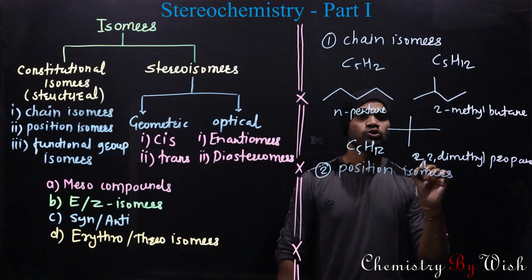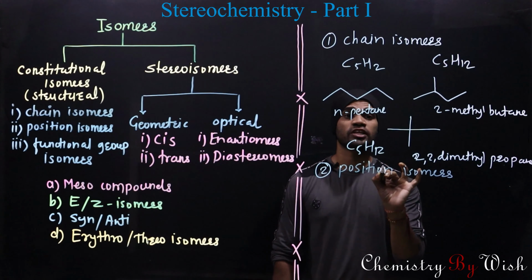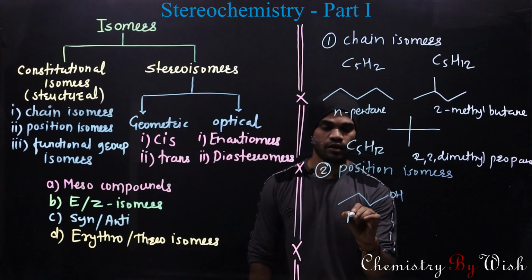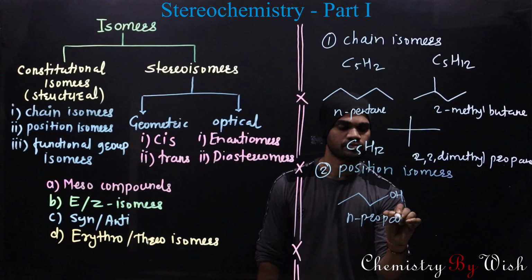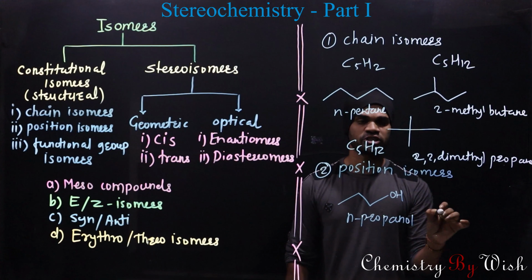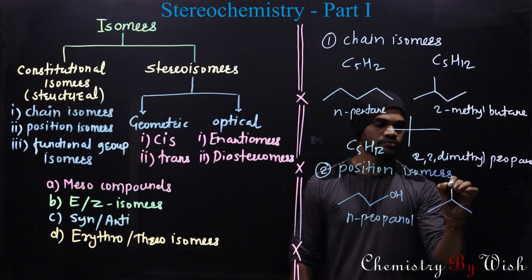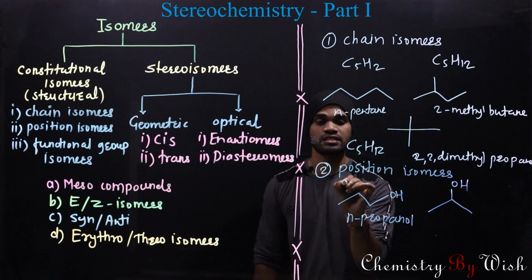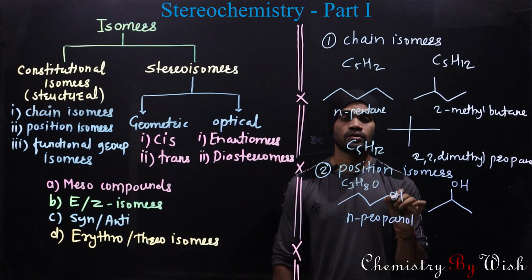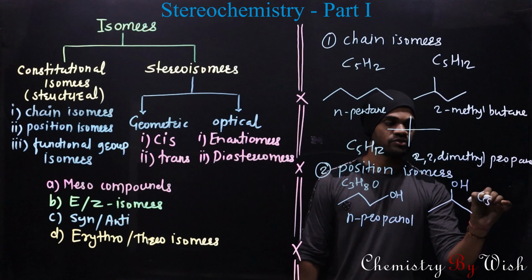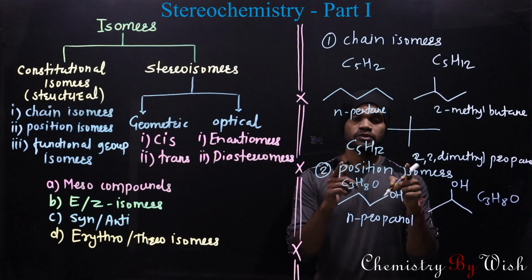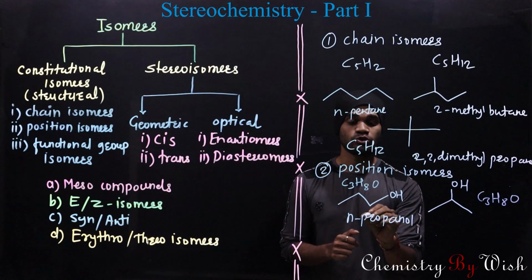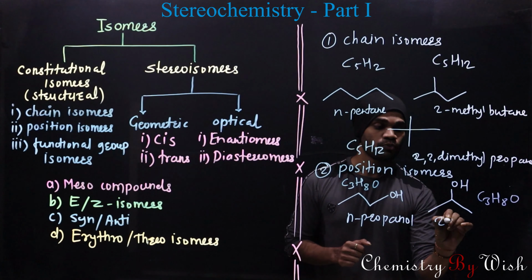Position isomers. So in this, only the position of the functional group is different. If you look at an example, N-propanol. Okay, if we change the position of OH, these two compounds have the same molecular formula, that is C3H8O, and this one also has C3. So the molecular formula is same, but the difference is that the position of the functional group is different. So this is N-propanol and this is 2-propanol.